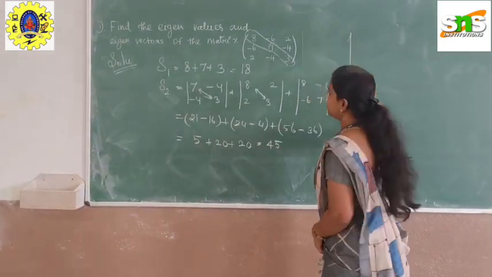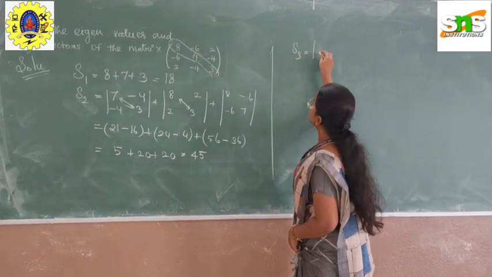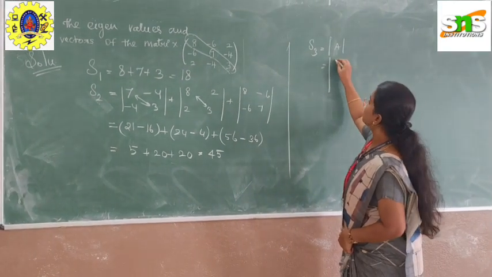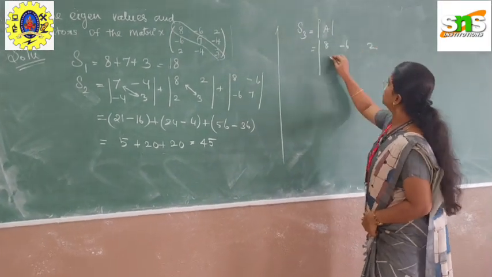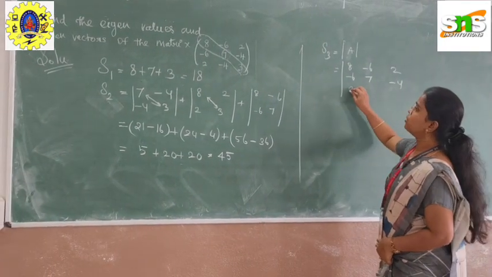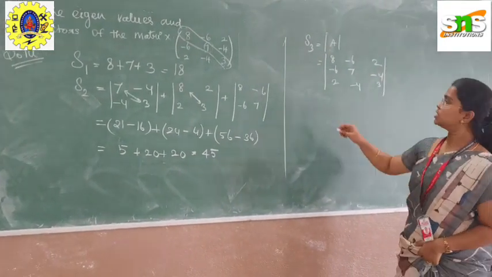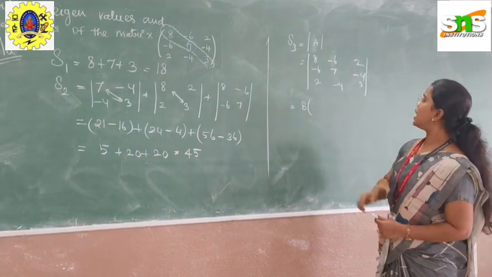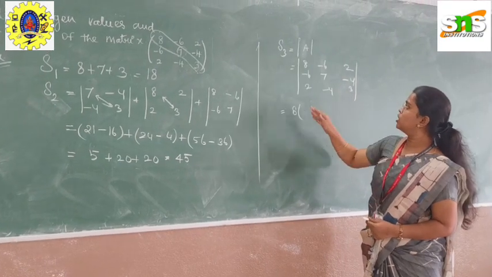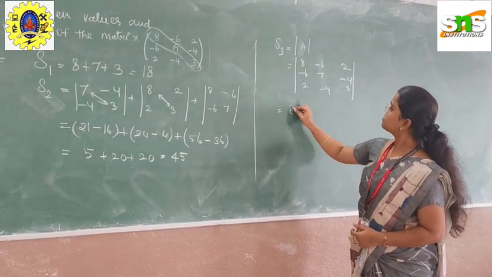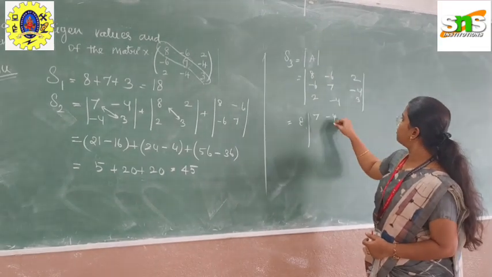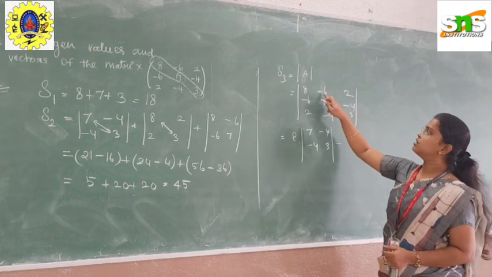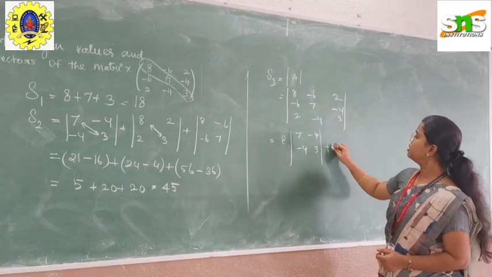Then you are going to find S3, which is the determinant of the given matrix. I am taking it as A. The determinant of the A matrix: 8, minus 6, 2; minus 6, 7, minus 4; 2, minus 4, 3. Now I am going to take the first row, first element, which is 8, and hide 8's row and column. So I will get 8 into the determinant of 7, minus 4, minus 4, 3, minus, and already here it is negative 6, so negative into negative will be positive.